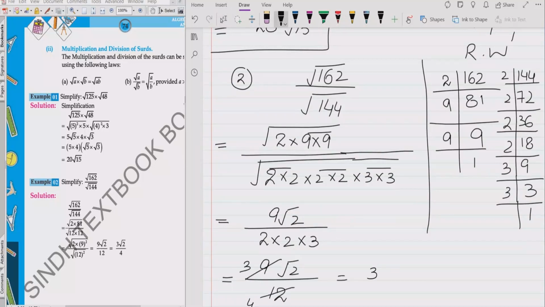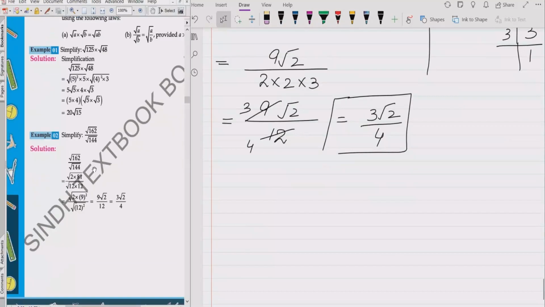So 3 root 2 upon 4, right? This one is the answer of this question, right? So this is the division of two surds, right? Now we can solve a few other examples.